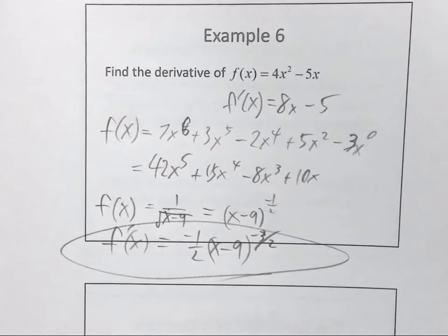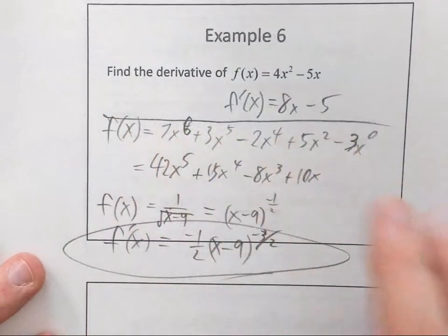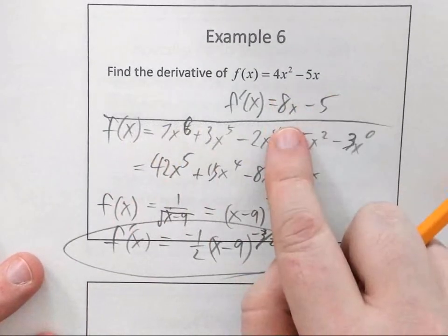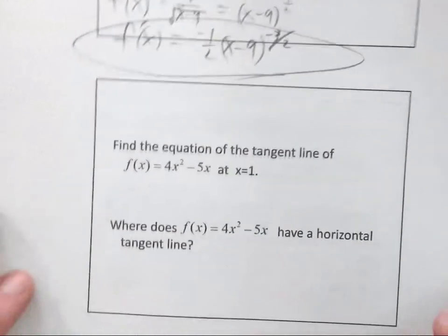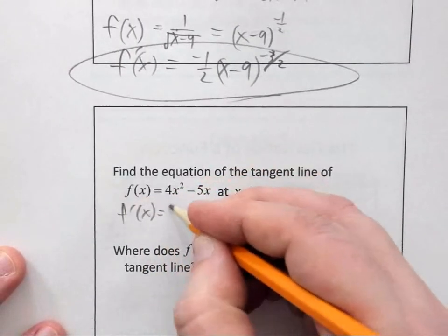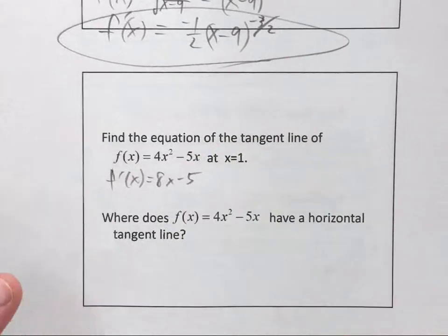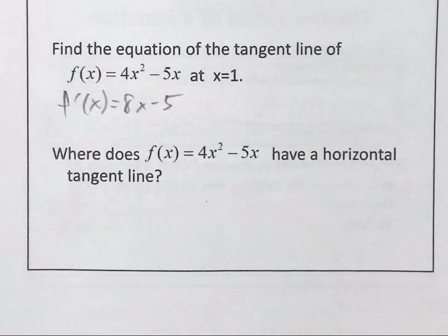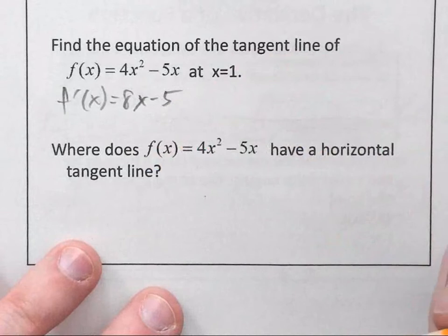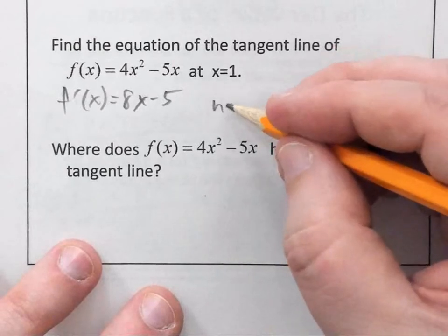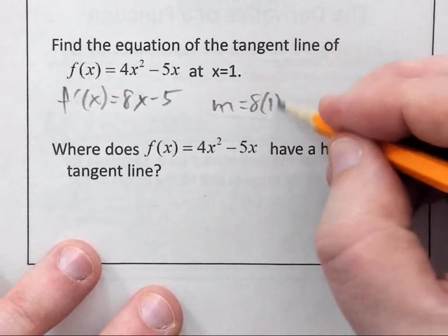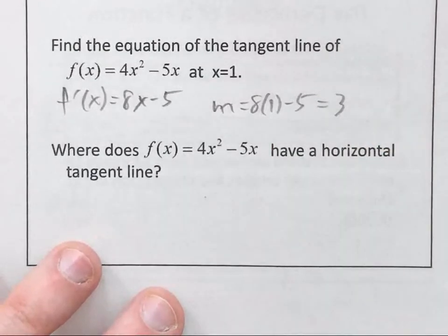There you go. So, going back to the original problem on here. I have 4x squared minus 5x. The derivative of that would be 8x minus 5, right? So if that derivative is equal to 8x minus 5, and I want to find the equation of the tangent line at x equals 1, what would I do? Well, find your slope. So plug in 1 to what? To find the slope, you're going to plug it into the derivative. So that's going to give you 3. So your slope's 3.